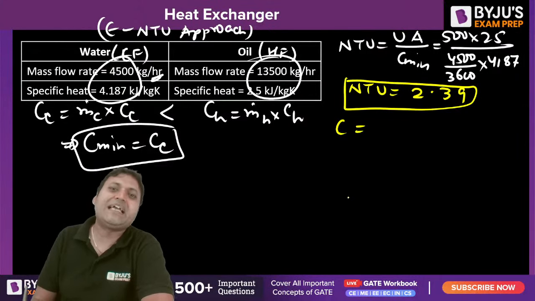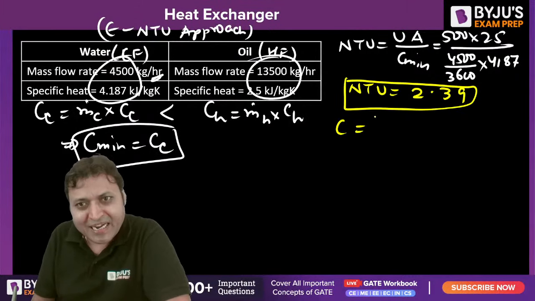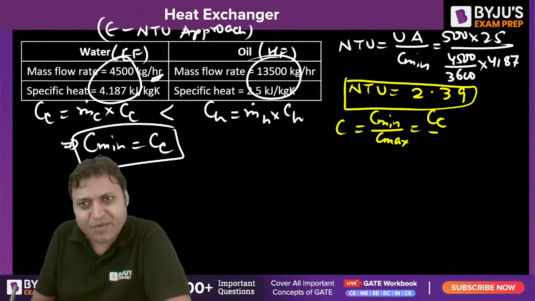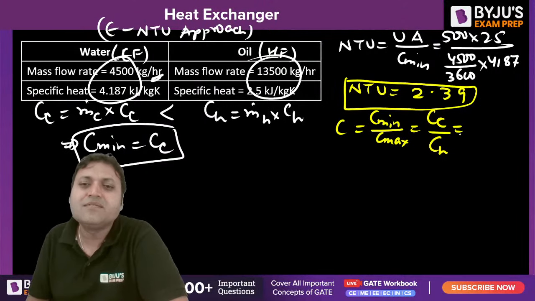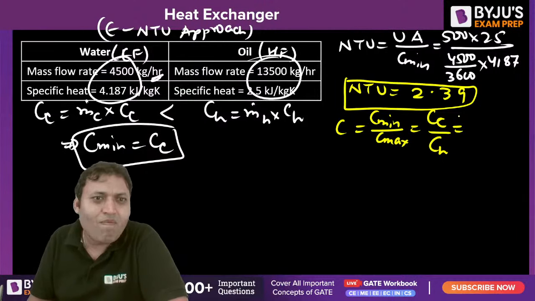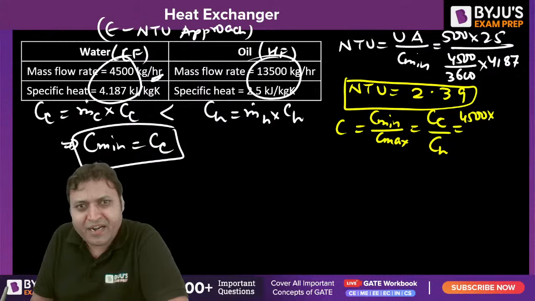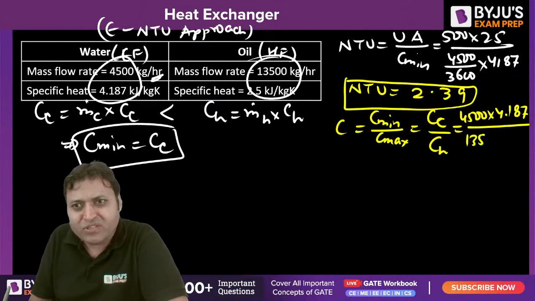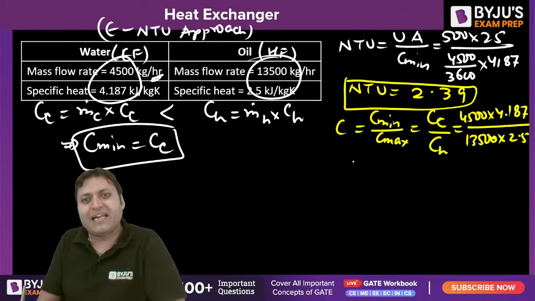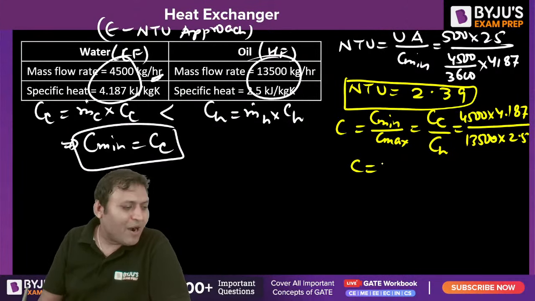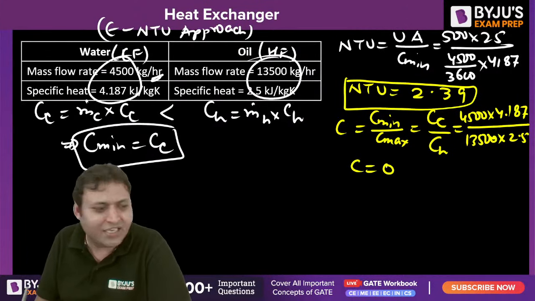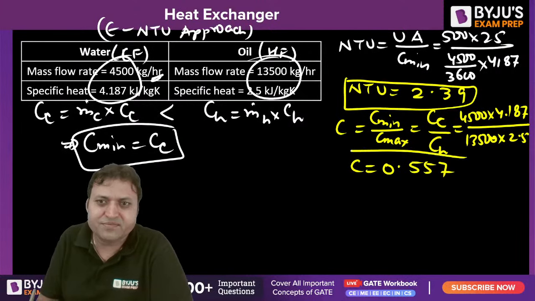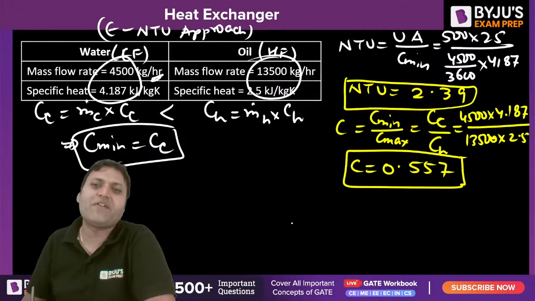And then find out the heat capacity ratio, that is C minimum by C maximum, that is CC by CH. CC is 4500 into 4.187 divided by 13,500 into 2.5. Because we are interested in the ratio, C will come out to be, are you getting C as 0.557?